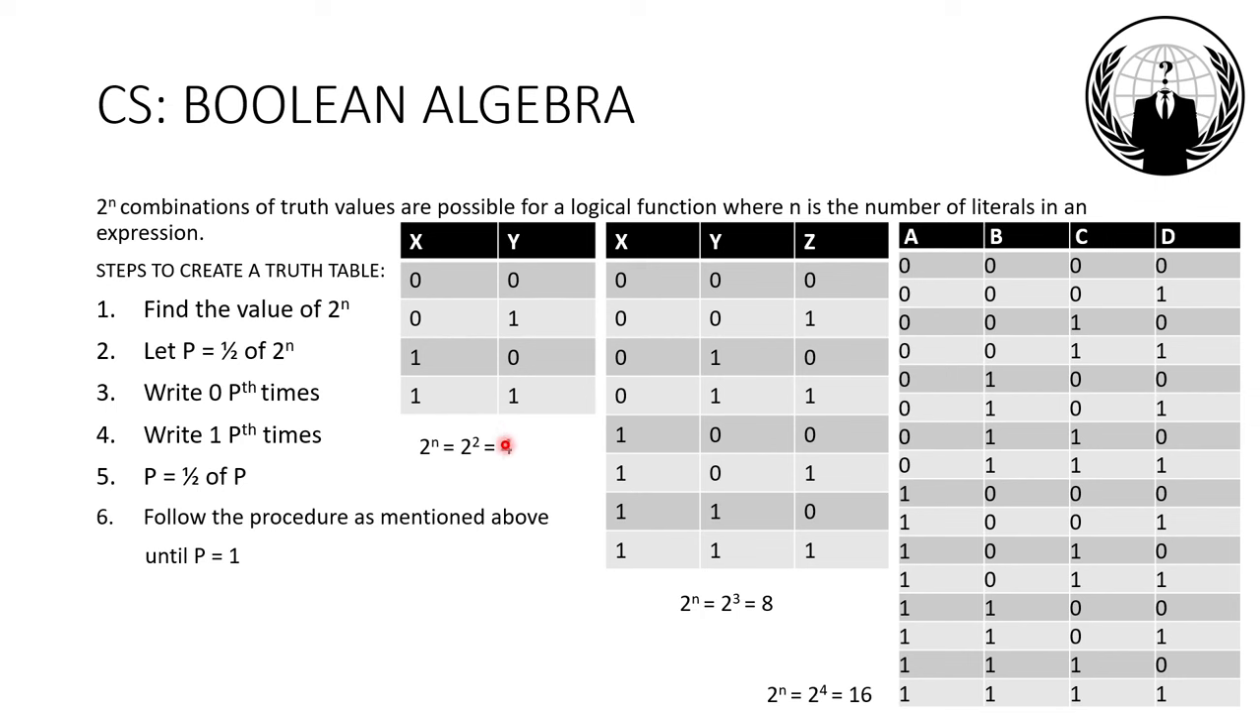So here half of 4 is equal to 2. So write 0 2 times and write 1 2 times, where 2 is half of 2 raised to the power n. So in this case 2 times 0, 2 times 1. Now again halve the value of p, then it would be 1 in this case. So 1 times 0, 1 times 1. We have to do this until we get the last column as 0, 1, 0, 1, 0, 1, as you can see in all these cases.